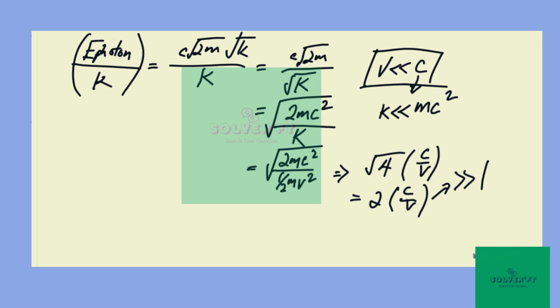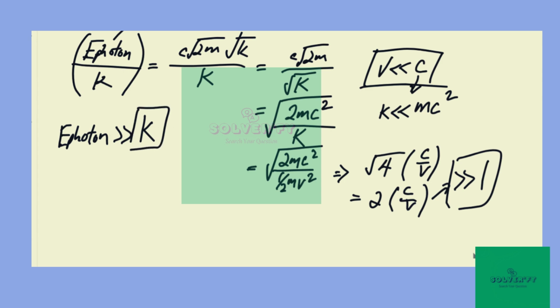Which means that the energy of the photon is much larger than the kinetic energy of the electron. Since this is larger than 1, it basically means that it is a large multiple of the kinetic energy of the electron. Therefore the photon has more energy than the electron.